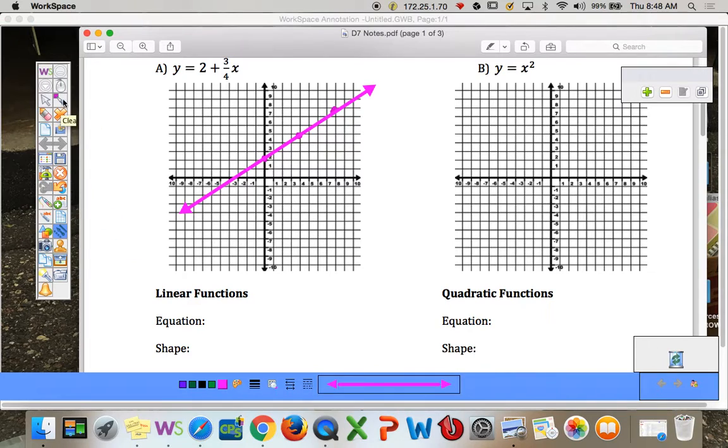Okay. Let's talk about the equation. It doesn't ask about domain and range, but the domain would be all real numbers, and so would the range, because every value of x and every value of y would be on the graph. If it's linear, it's going to look something like this: y equals mx plus b. And the shape will be a line, a straight line.